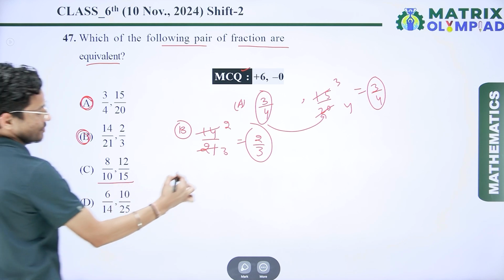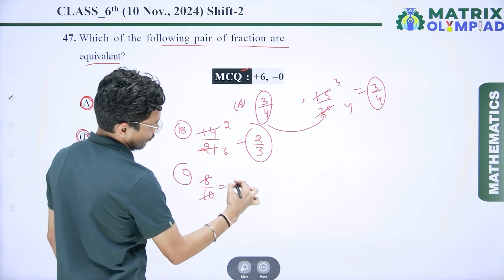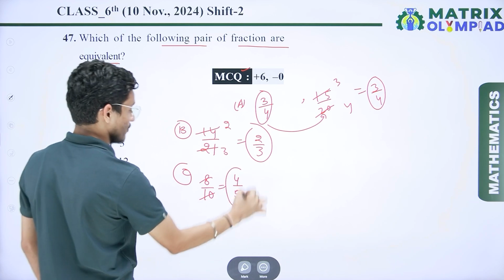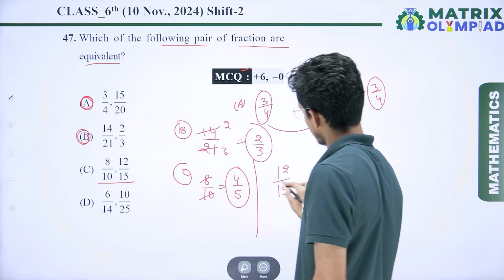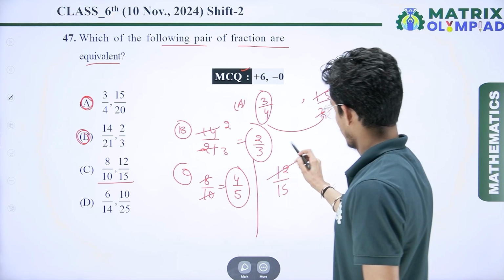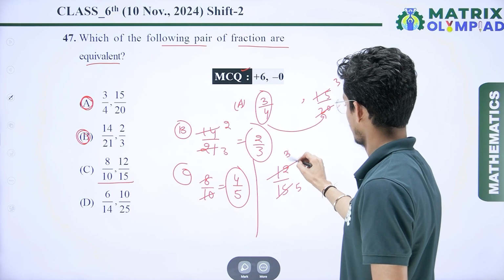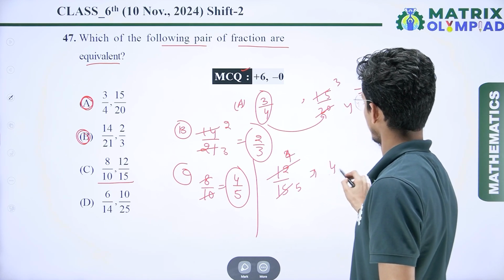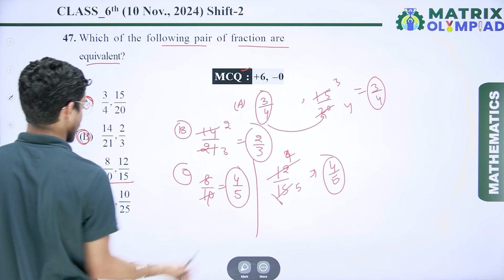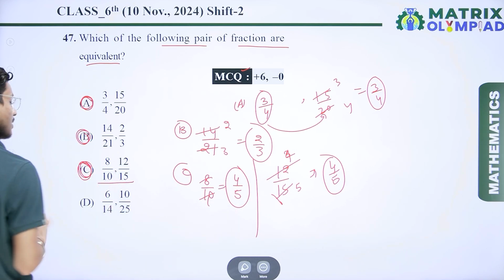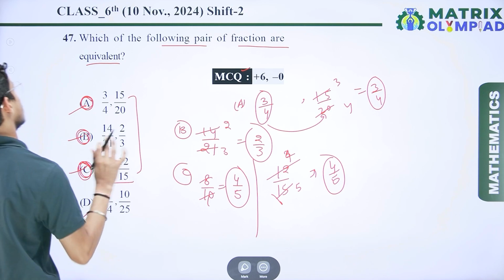If I talk about option C, that is 8 upon 10, it means 4 2s are 8, 4 5s are 20, sorry, 4 5s are 10, it means 4 upon 5. And here we have again been given 12 upon 15. So here 4 3s are 12, and 5 3s are 15. That is again 4 upon 5. So I can say this one and this one are also equivalent fractions. So here option C is also correct, and D is not possible. So here A, B and C, these three options are the correct answer of this question.